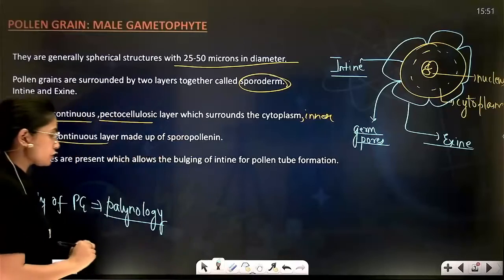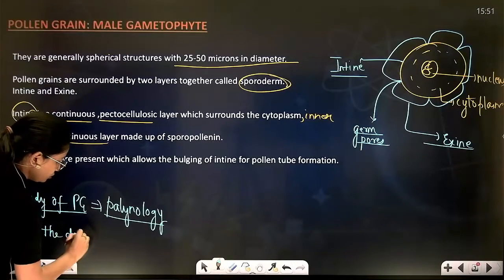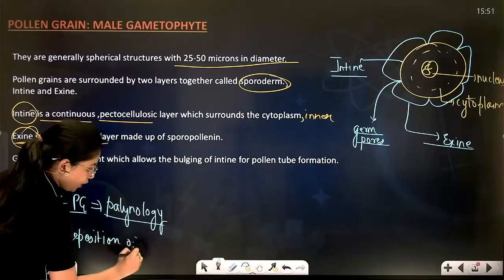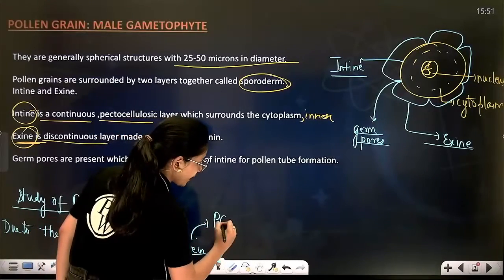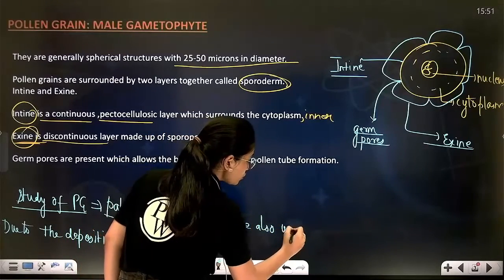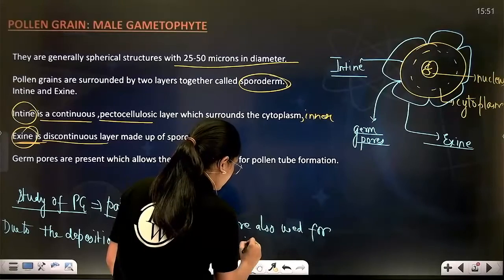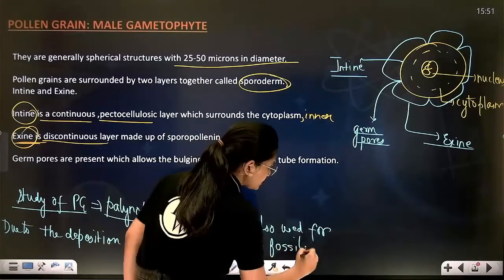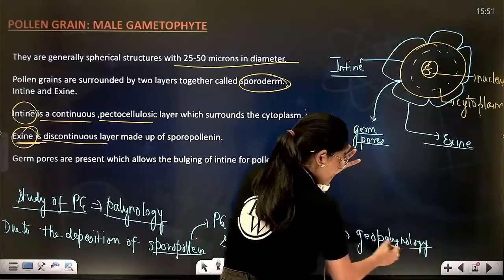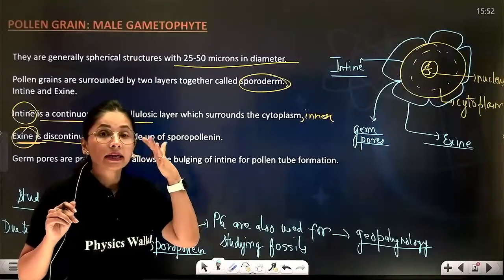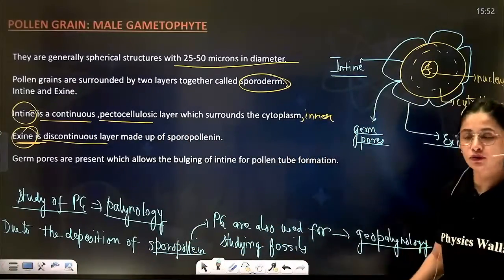Right? So let's write this point also. What are we going to write? Due to the deposition of sporopollenin, which is an indestructible chemical, pollen grains are also used for studying fossils, right? Using pollen grains for studying fossils is known as geopalynology. I hope both the terms and the difference are clear: palynology and geopalynology. Very good.